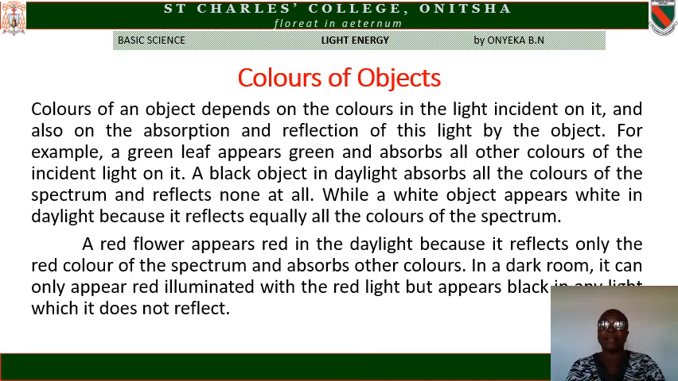Why does a white object appear white in daylight? Because it reflects equally all the colors of the spectrum. And when all the colors of the spectrum are reflected back, you will see white. A red flower appears red in daylight because it reflects only the red color of the spectrum and absorbs other colors. In a dark room, it can only appear red when illuminated with red light, but appears black when no red light falls on it.